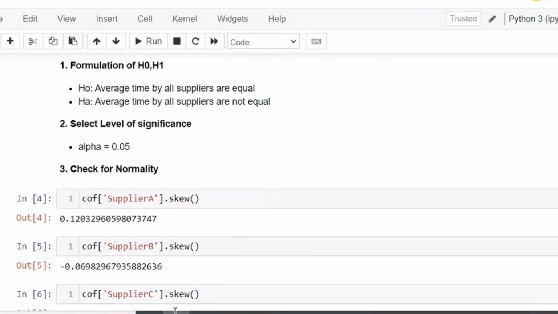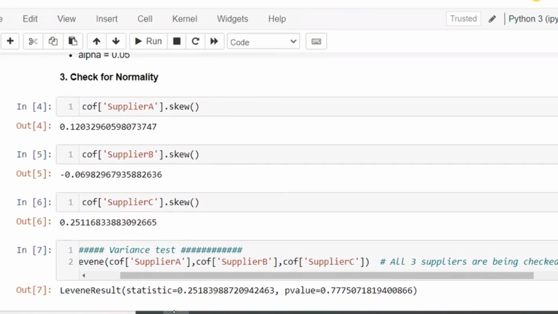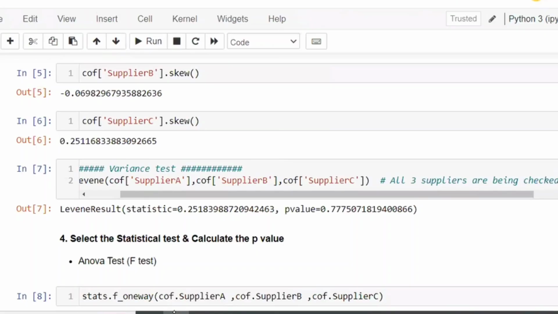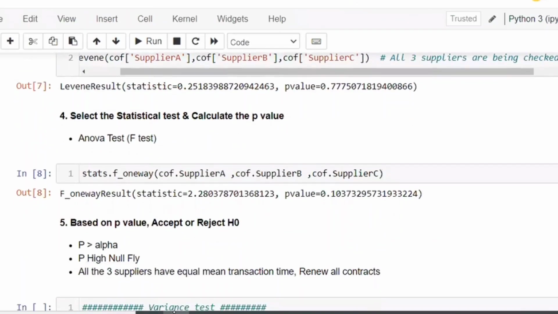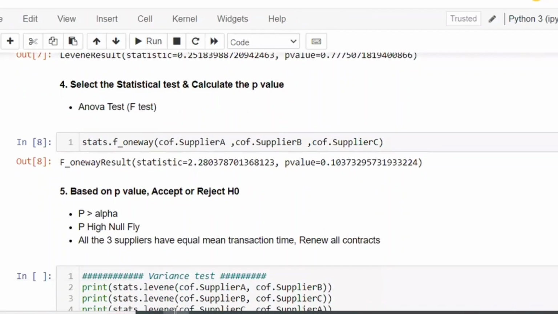The same thing was done here. First, I checked the normality of the 3 columns separately. Everyone is normal. Next, I checked the variances by applying the Levene test, and this Levene test says that all the variances are equal. Since all the variances are equal, and all the columns are normally distributed, I select the ANOVA test. Based on the ANOVA test, I got the p-value, and I am going to say that all the suppliers have the equal mean transaction time and renew all the contracts. This is the ANOVA test. Is that clear?